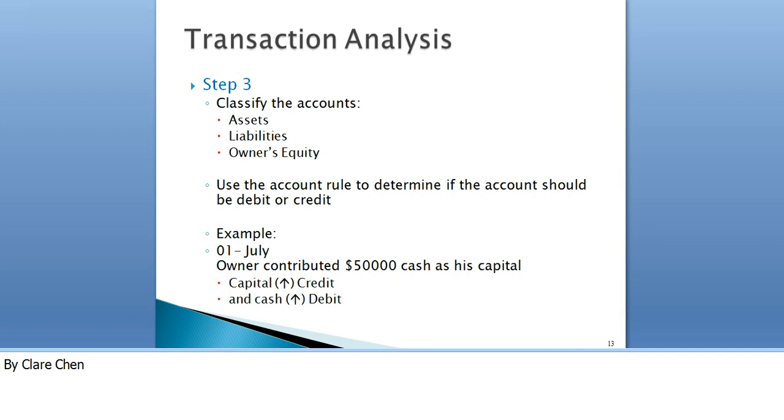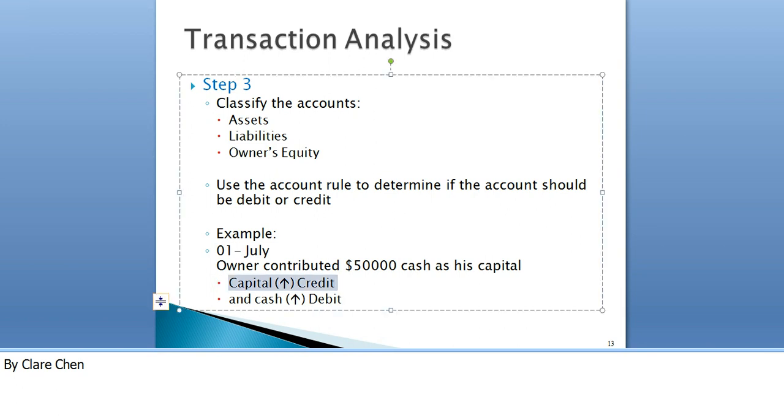Step 3, we need to classify the accounts into assets, liabilities, owner's equity, revenue, or expense. We use the account rules to determine if the account should be debit or credit. So capital is an owner's equity account. To increase the capital account is to credit the account. Cash at bank is an asset account. An asset account has a debit nature. So to increase the cash at bank is to debit the account.